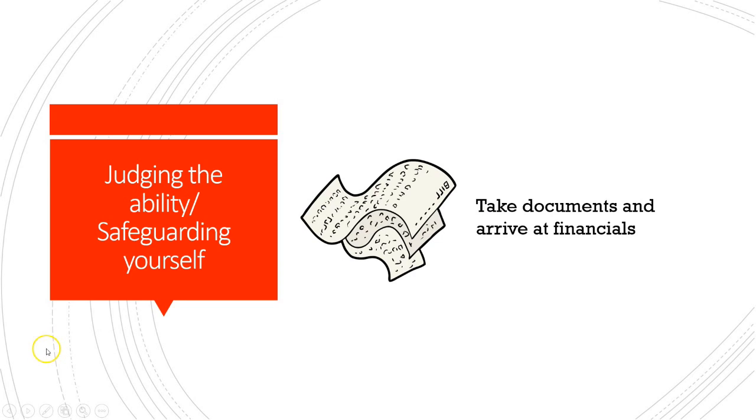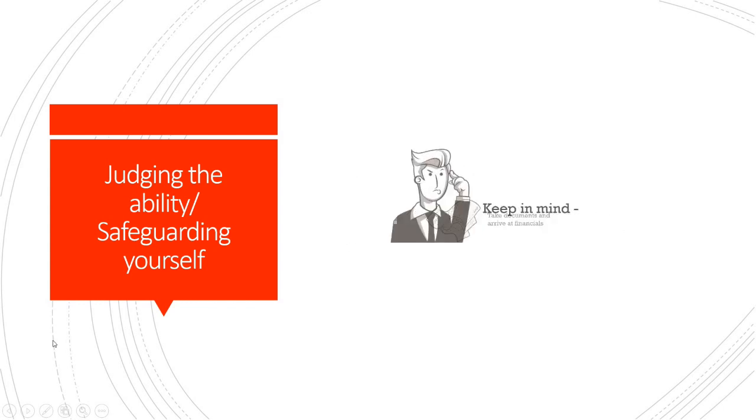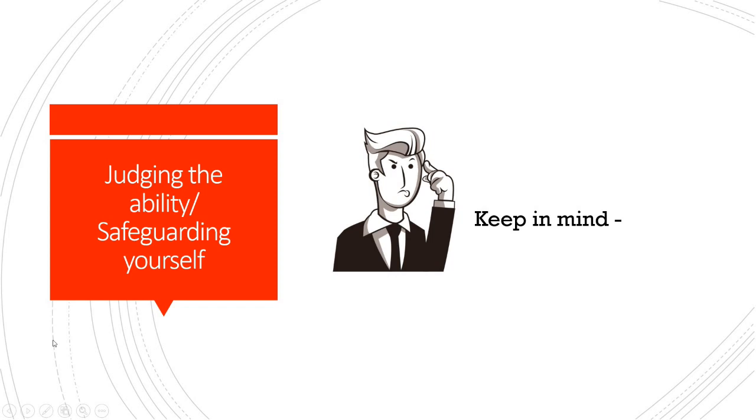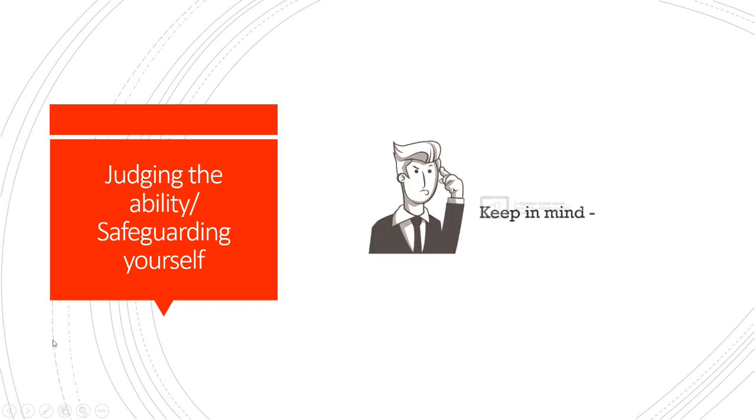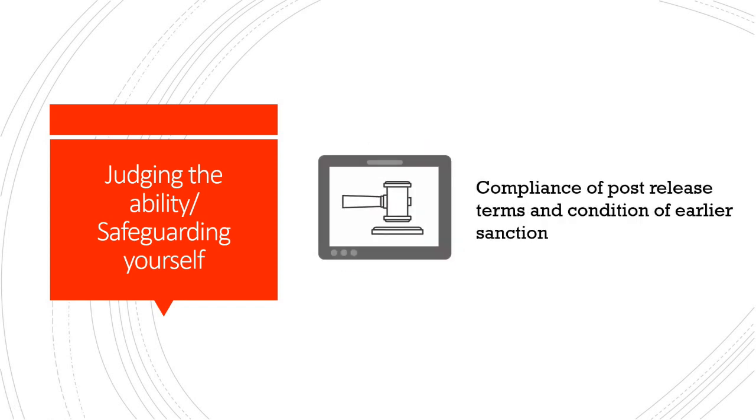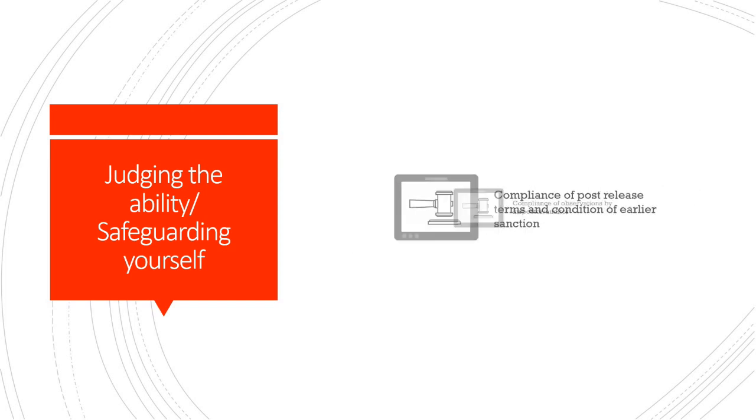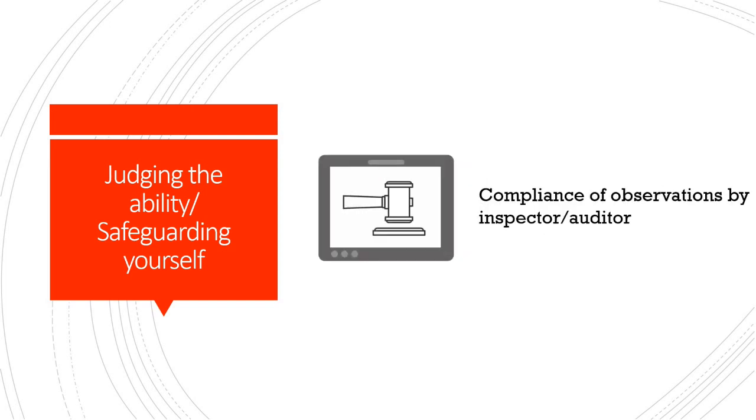Documents. Application, financial information and loan documentations applicable for restructuring. Next, take all the documents and arrive at the financials. I will show you how to do that shortly. You must keep in mind, don't proceed with restructuring without compliance of post-release conditions and also compliance of observations made by inspectors or the auditors.